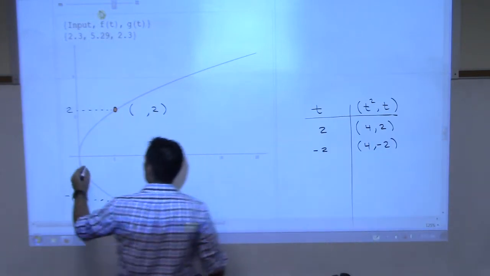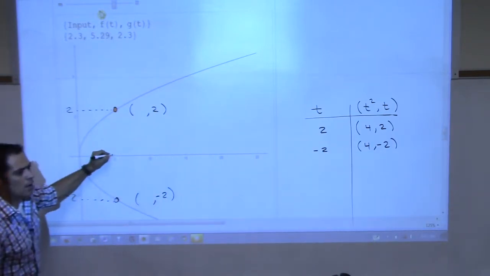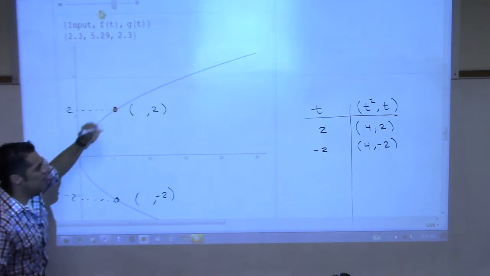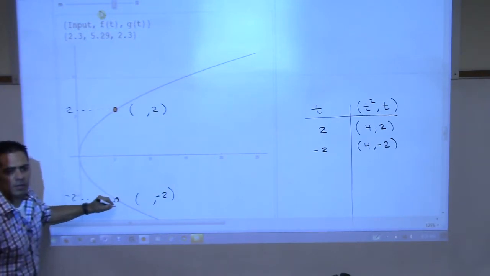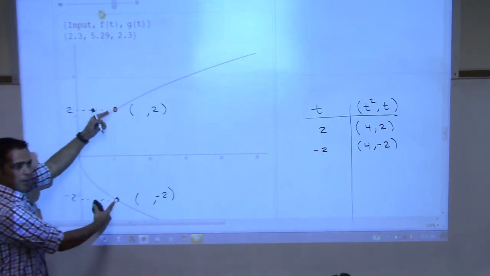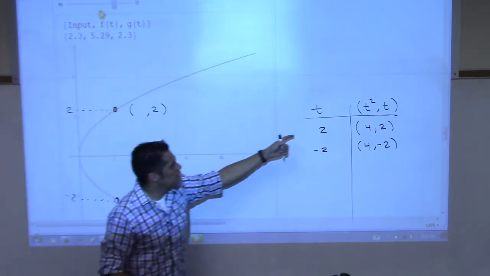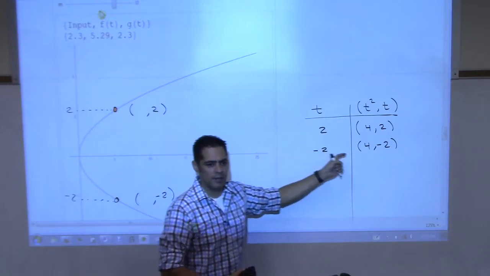You go out 4, 1, 2, 3, 4, and you go up 1, 2. That's that point. The other one, you go out 4, 1, 2, 3, 4, and you go down 2, and you get this one. So you see, I'm picking up both of these points, but there's two different inputs that create those 2 points.